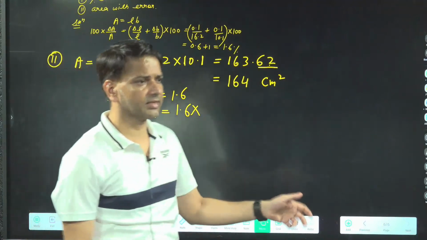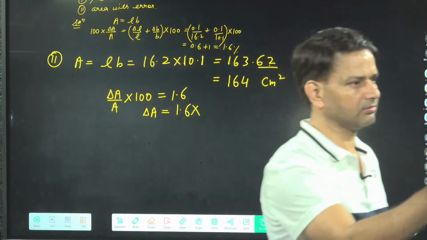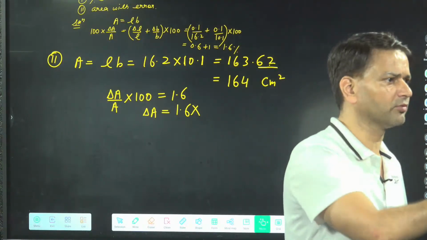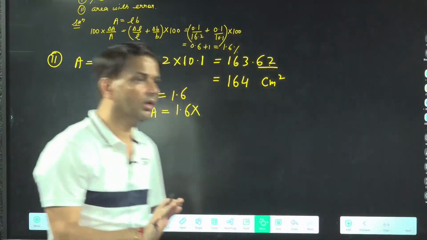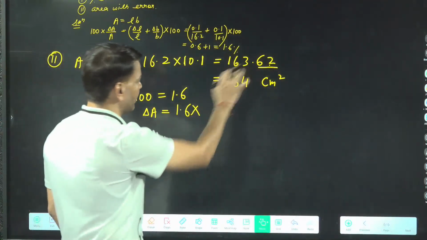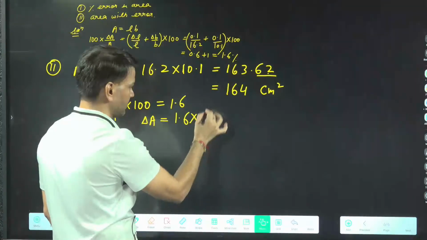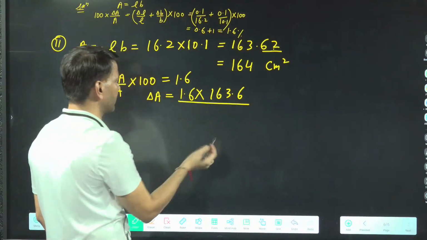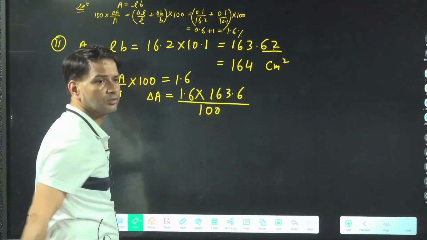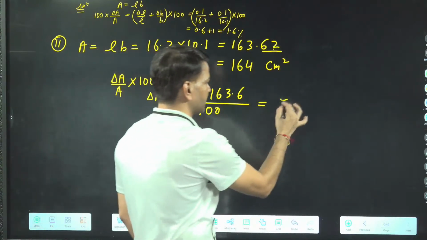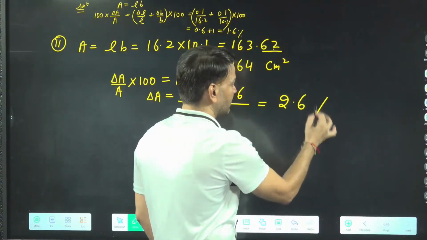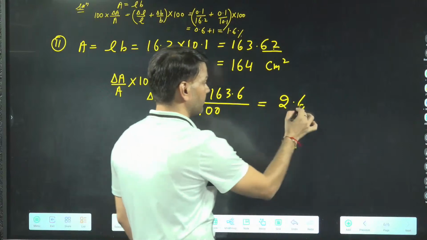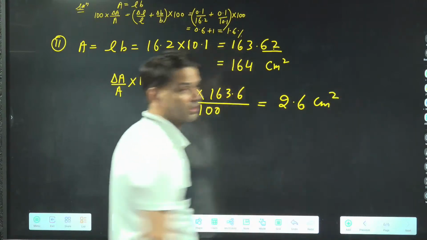For this type of calculation, first we will put the true value of the area, and after that we will use the concept of round off. So 163.6 you can put. There will be no more difference. Upon 100, then approximately you will get 2.6. Okay, 2.6 not percent. It is in centimeter square.